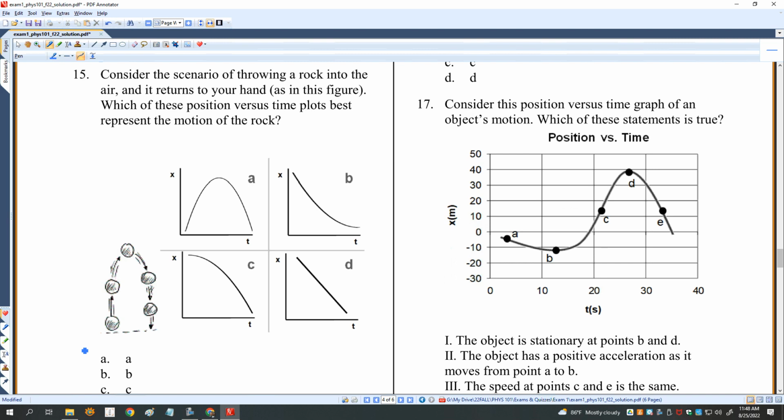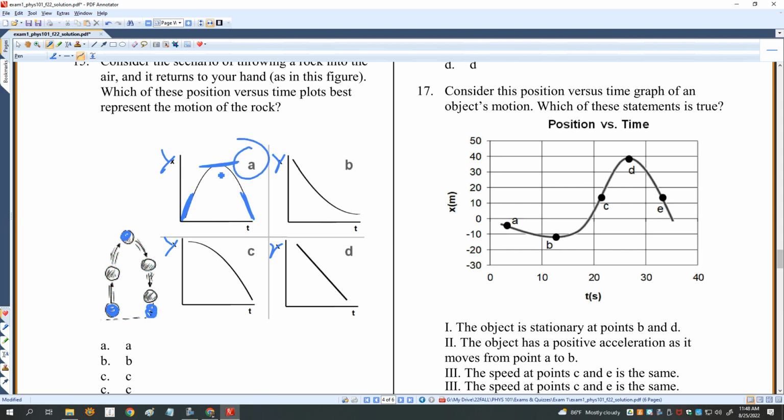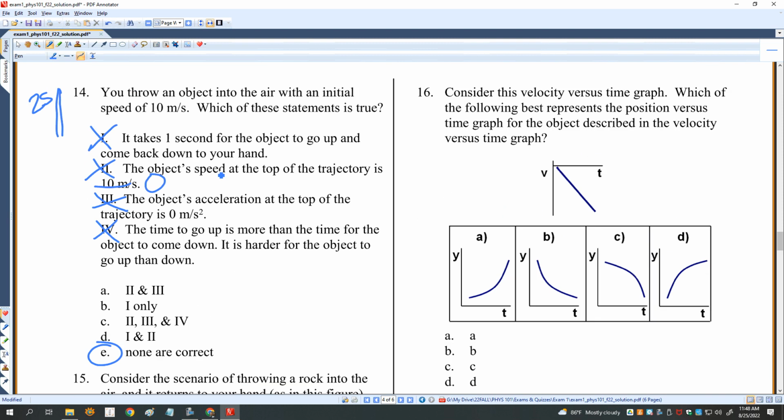If I throw a rock up in the air, which of these represent the motion of the rock? Actually, these should be y position graphs. I'll fix that. Okay, so it starts out with a big positive velocity. That means a big positive slope. At the top, it has a velocity equal to 0. That means a 0 slope. And then as it comes down, it gets a big negative velocity. So A is the right answer.